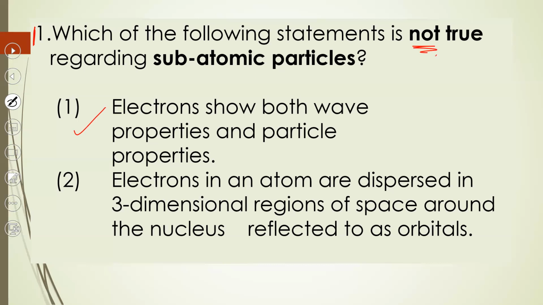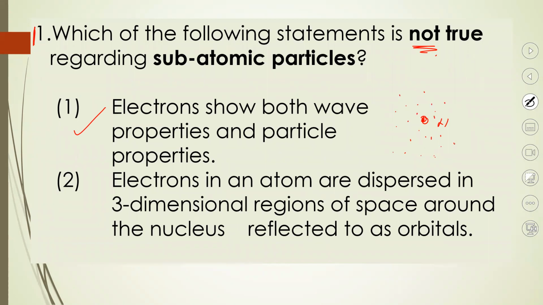Electrons in an atom are dispersed in a three-dimensional region of space around the nucleus, referred to as orbitals. Actually, this is the concept of orbitals. This is a nucleus. If you started to find out where the electron is, it can be found in any place in the three-dimensional area. The maximum probability of finding an electron around the nucleus is the orbital.